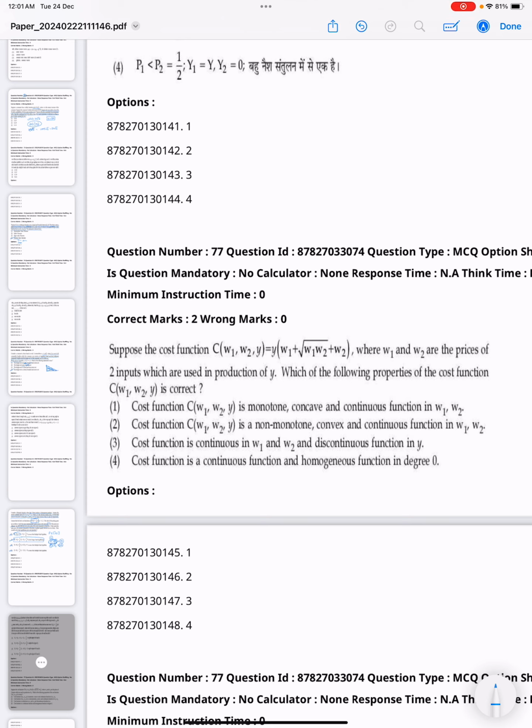Suppose the cost function is this, where W1, W2 are the prices of two inputs. Which of the following are the properties of the cost function? Is it monotone? Monotone means it is increasing. Non-monotone, it is not increasing in W1 and W2. It is increasing in W1 and W2, so non-monotone will be removed.